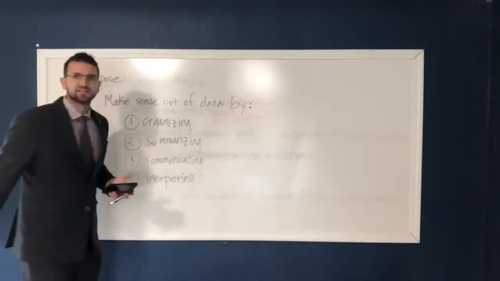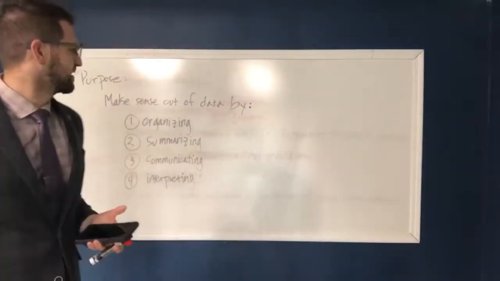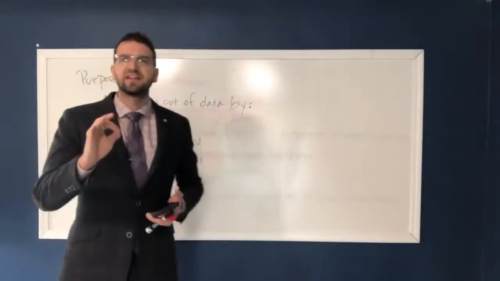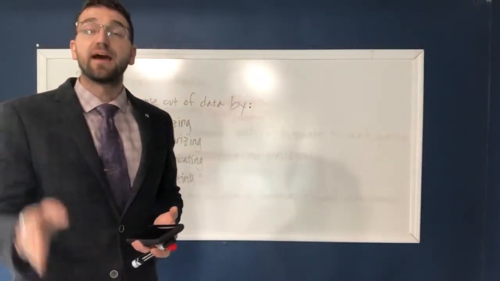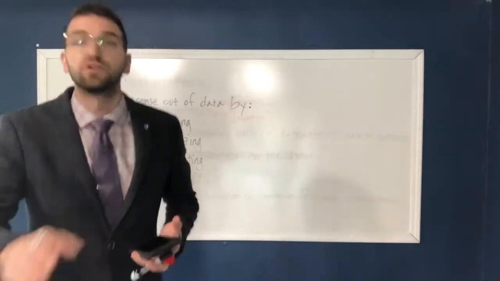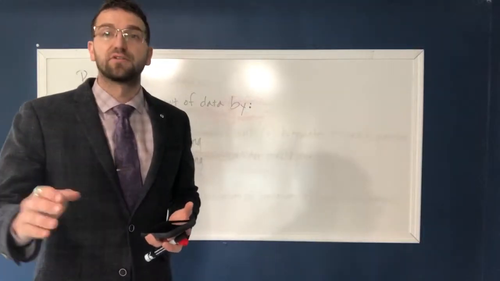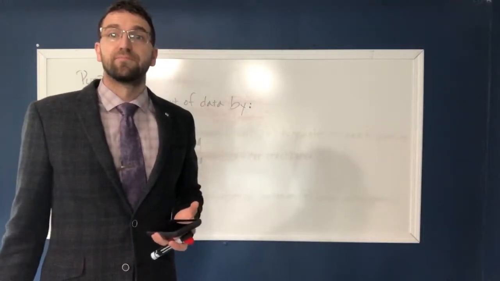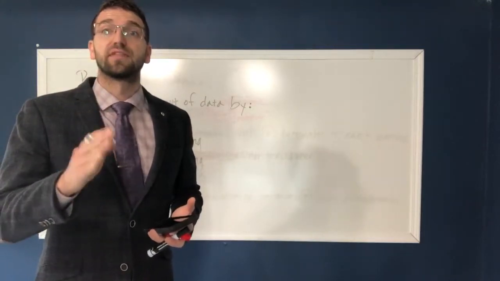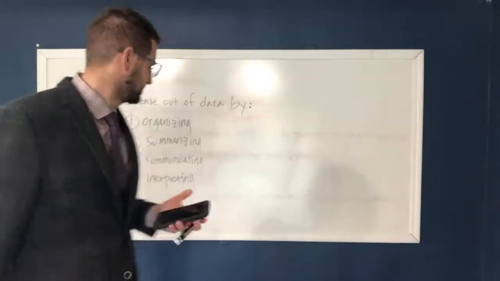The next one the book talks about is communicating, and then the fourth one is interpreting. But I'm going to say, once you organize and summarize, you would then interpret the data, and at that point, you're ready to communicate your findings to whoever you're communicating them to, whether it's other researchers or people in positions where they make decisions based on the data that they have.